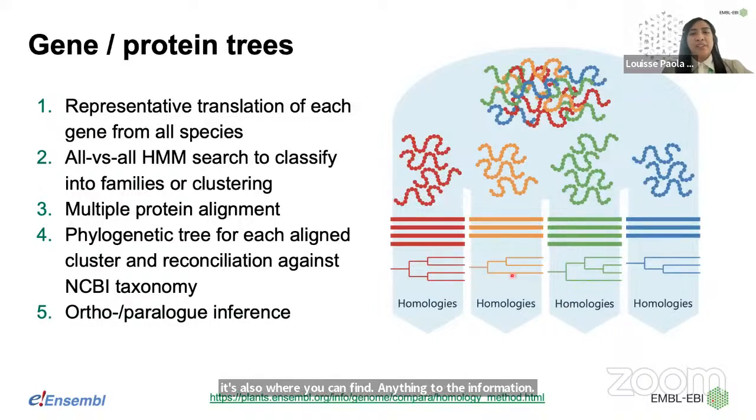A type of comparative analysis data that we produce are gene trees. For this, we take a representative protein of each gene from each species, so that's why we also call them protein trees. Then we classify the representative proteins into families using different clustering methods. We align these, and then we reconcile them against species trees to produce the gene tree. Finally, from the gene trees, we can make our homolog predictions and even potentially infer the function of a gene in a different species.